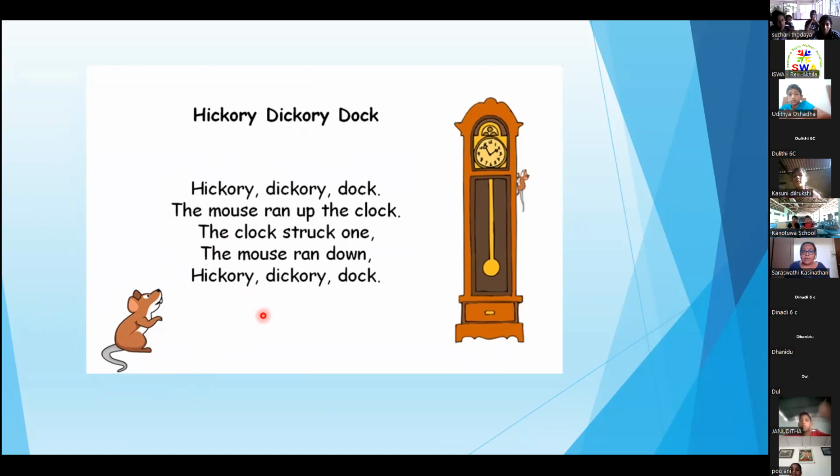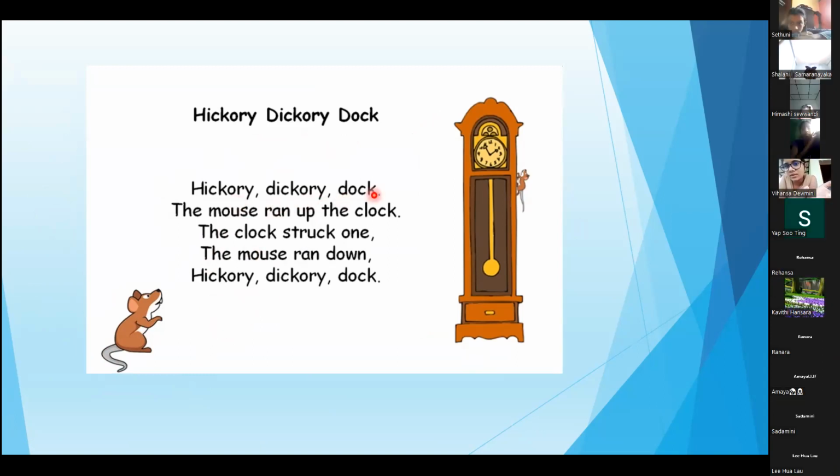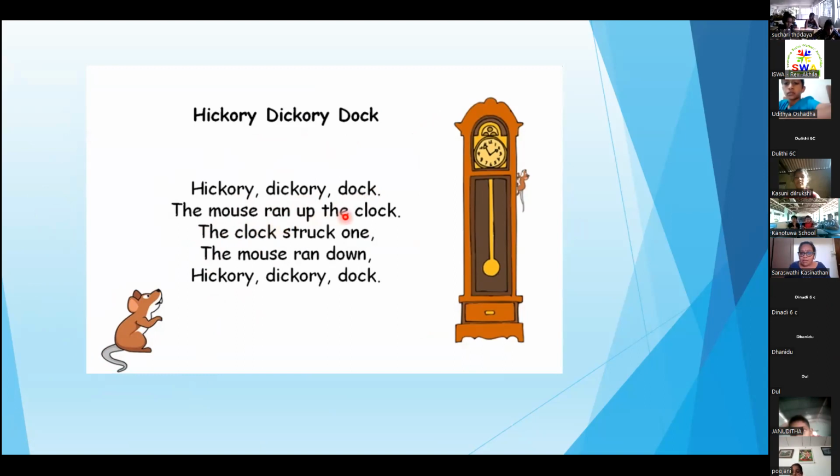Hickory Dickory Dock. Hickory Dickory Dock. The mouse ran up the clock. The clock struck one. The mouse ran down. Hickory Dickory Dock. Tick tock. All right, you can even do your actions. You want to do some actions with it? Hickory Dickory Dock. The mouse ran up the clock. The clock struck one. The mouse ran down. Hickory Dickory Dock. Tick tock.